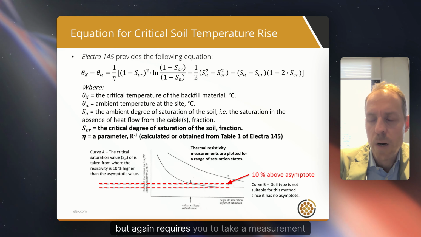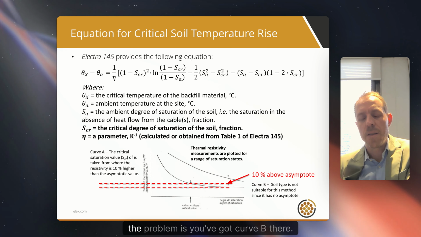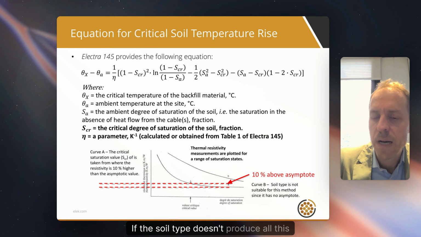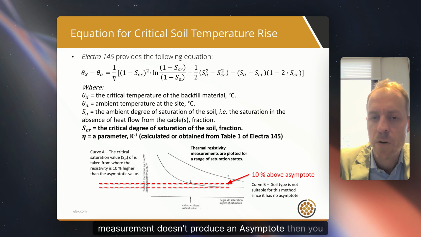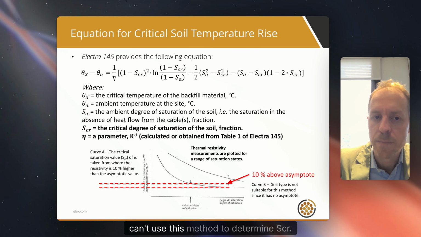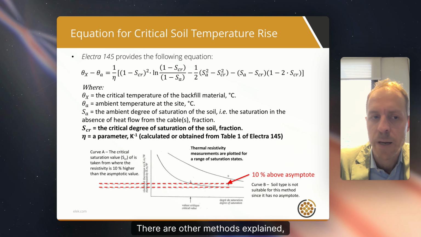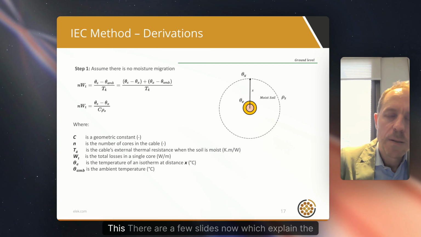But again, it requires you to take a measurement sample of the soil and to perform these tests in a laboratory. The problem is you've got curve B there. If the soil type doesn't produce an asymptote, then you can't use this method to determine SCR. And there are other, more complicated methods explained in that brochure.